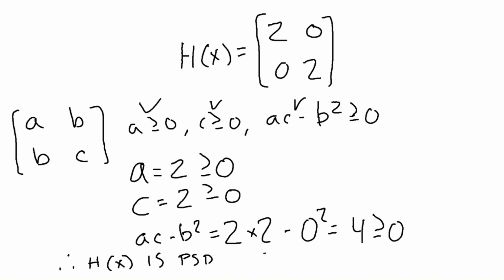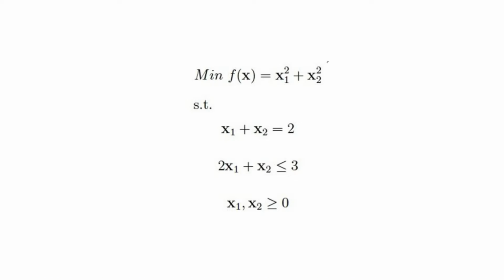And therefore, f of x is convex everywhere. We have just shown that the objective function is convex. What we need to do now is show that the set of all x that satisfies these conditions is also convex, and then we'll be done.